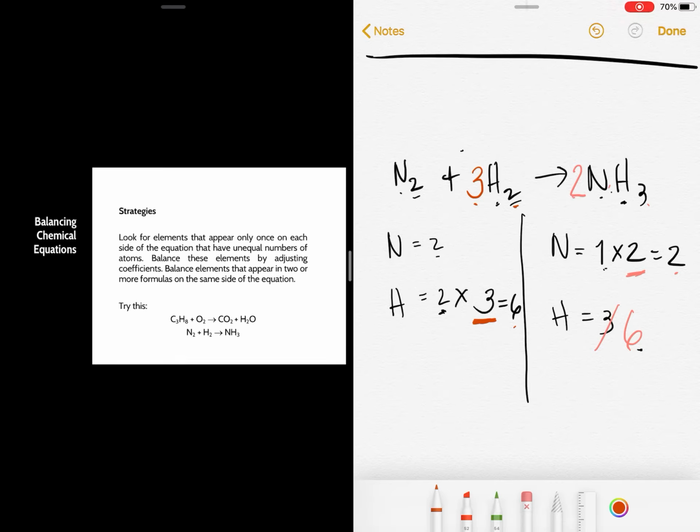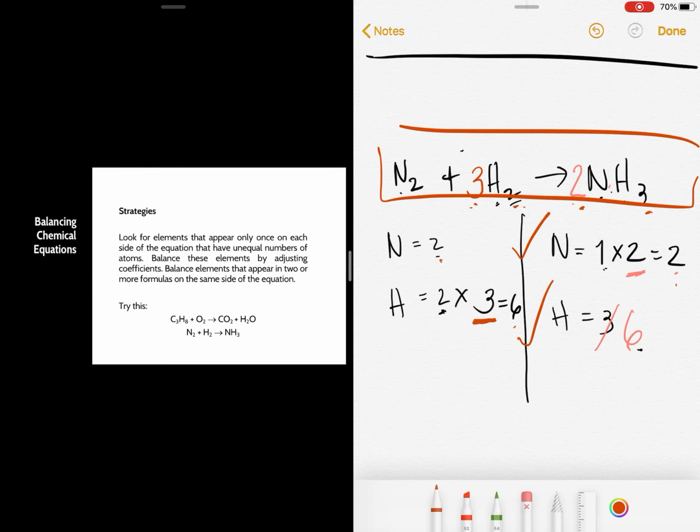Last step, check the equations. Check the whole equation if it's already balanced. So, nitrogen at the reactant side is 2. On the product side, 2 times 1, it's also 2. So, this is already balanced. Next, hydrogen at the reactant side is 3 times 2, it's 6. And hydrogen here at the product side is 2 times 3 is 6. It's already balanced. So this is your balanced chemical equation.